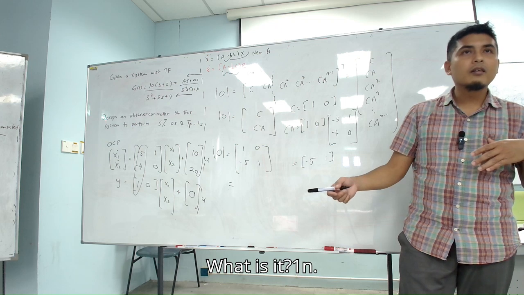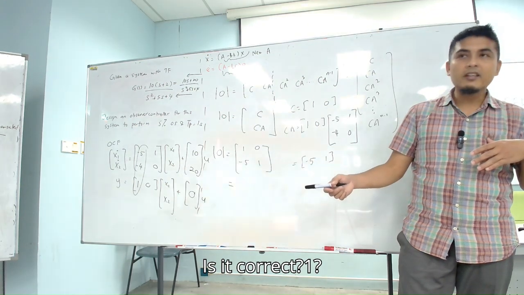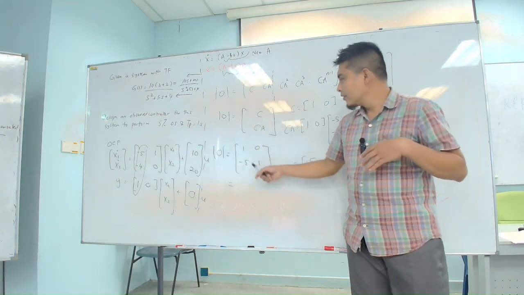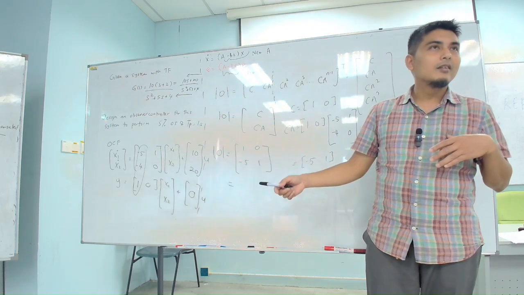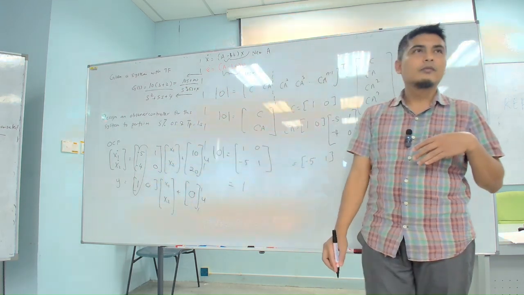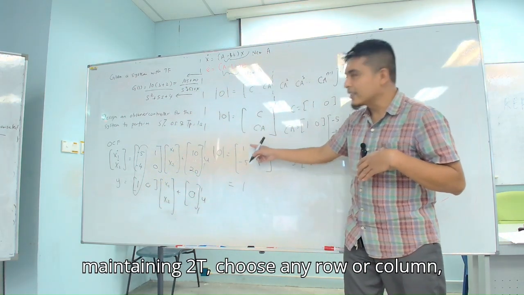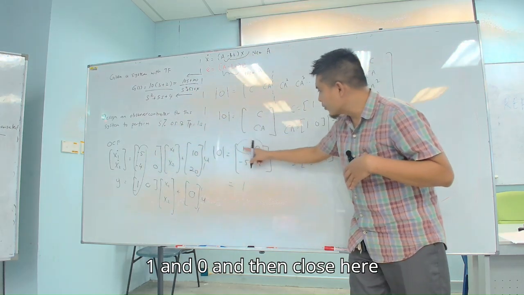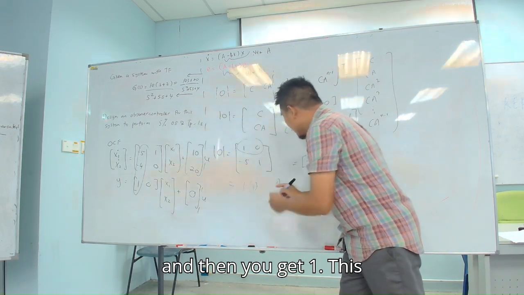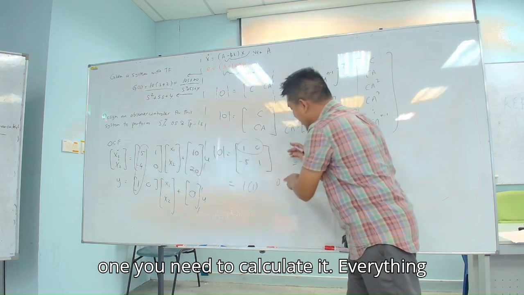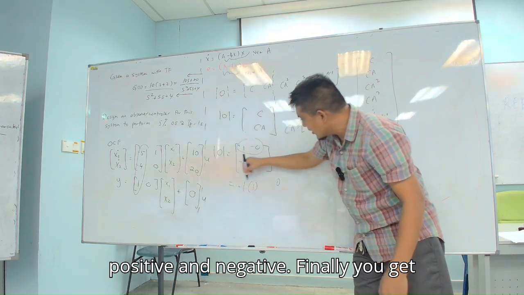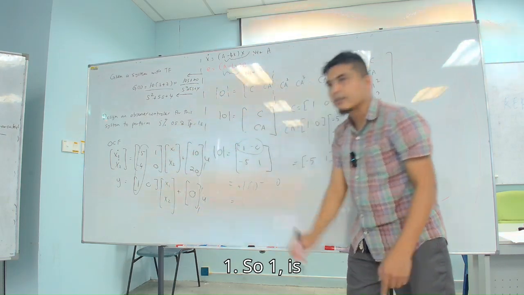Was it 1? Is it correct, 1? 1, yes, 1. Because if you still remember my technique, choose any row or column with 1 and 0, and then close here, and then you get 1. This one you need to calculate. Everything multiplied with 0, you get 0. And then apply positive and negative, finally you get 1.